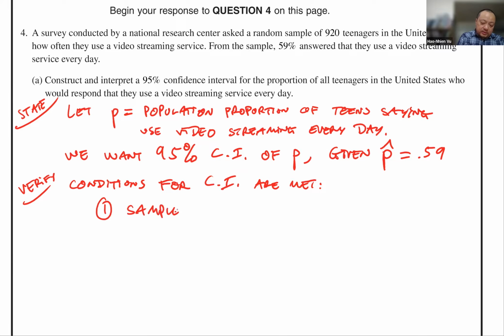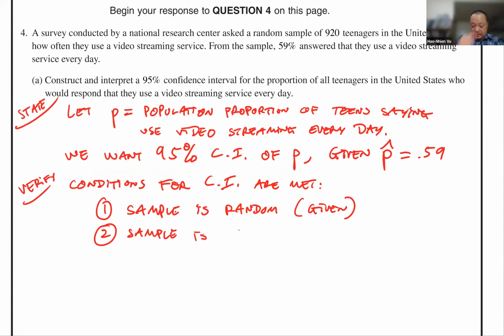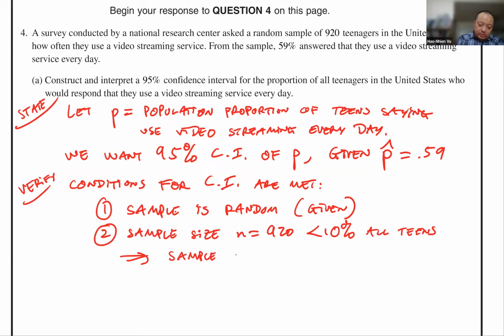Number 1, the sample is random. And how do I know? Because it's given in the problem. Number 2, the sample is independent. Let's say sample size n equals 920 is less than 10% of all teens, so we can treat the sample as independent.